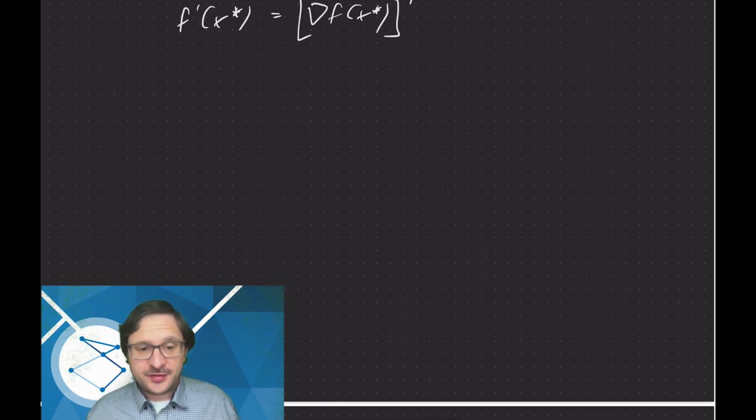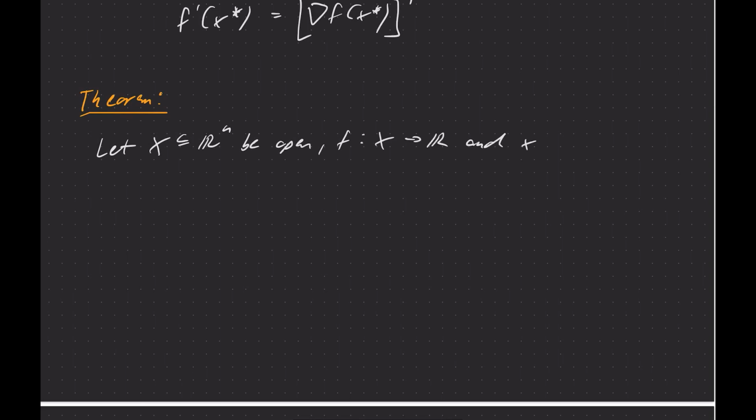So let's write down these findings in a theorem. And then we'll also sum up the reverse direction. That's a little more complicated. But basically there is a reverse direction. More about that in a minute. So let's say we have a set X that is open, subset of the R to the N. Let X be open. Let f be a function defined on X with values in R. And let x star be a point in X.